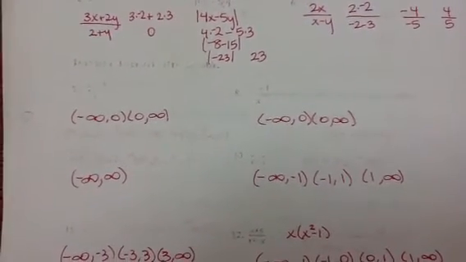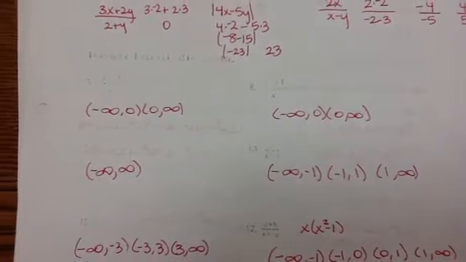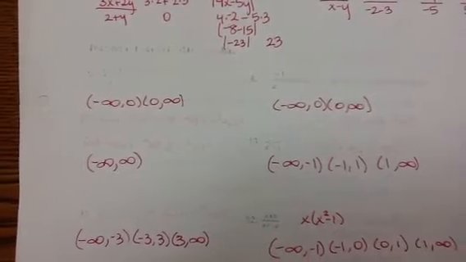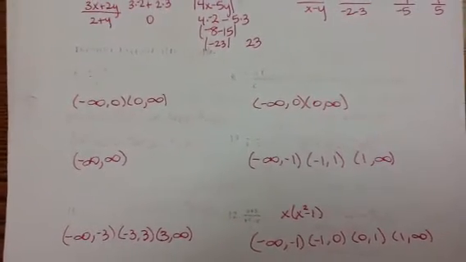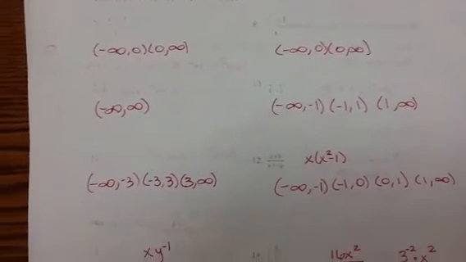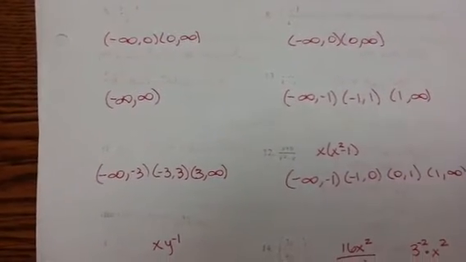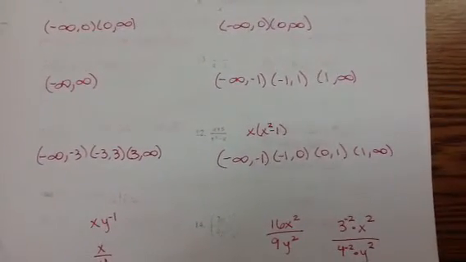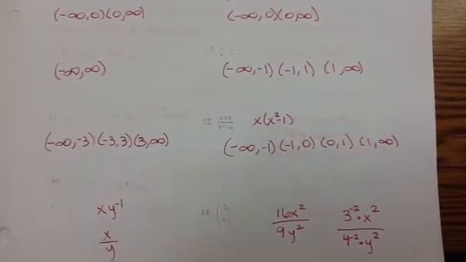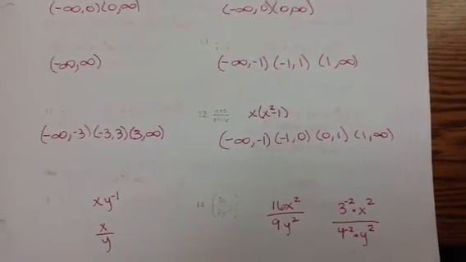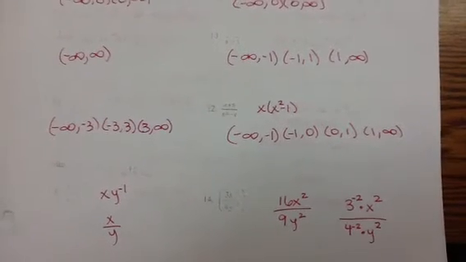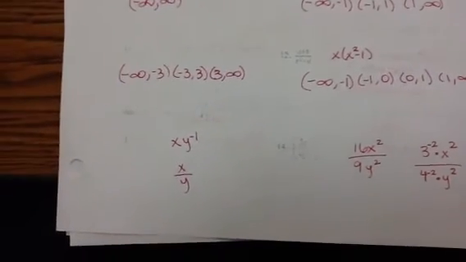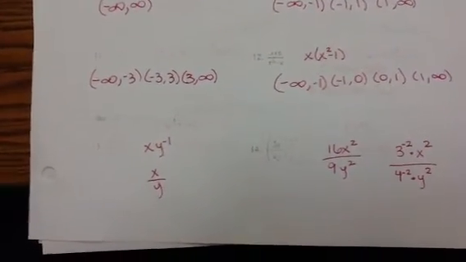8, -infinity to 0, 0 to infinity. 9, -infinity to infinity. 10, -infinity to -1, -1 to 1, and 1 to infinity. 11, -infinity to -3, -3 to 3, 3 to infinity. 12, -infinity to -1, -1 to 0, 0 to 1, 1 to infinity. Some of you probably forgot about the -1, but that x squared minus 1 becomes x plus 1, x minus 1. Watch that. For 13, I got x over y.